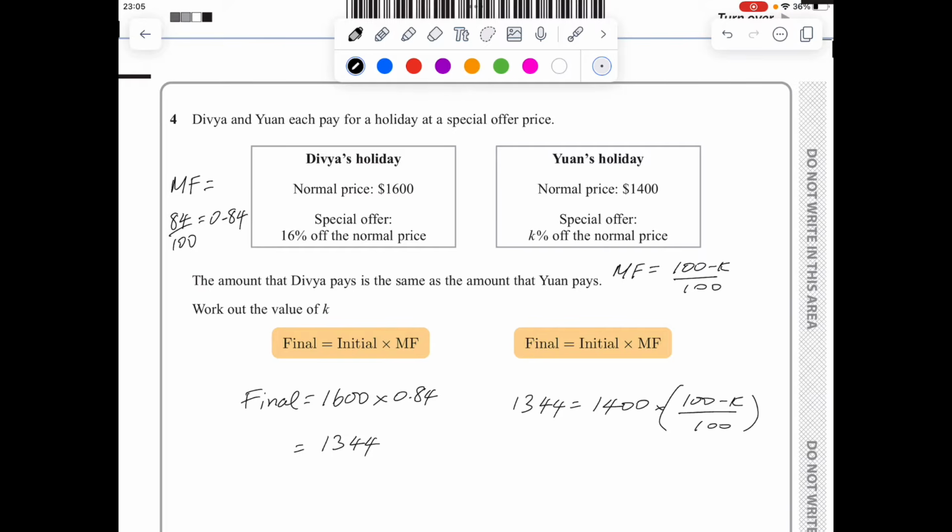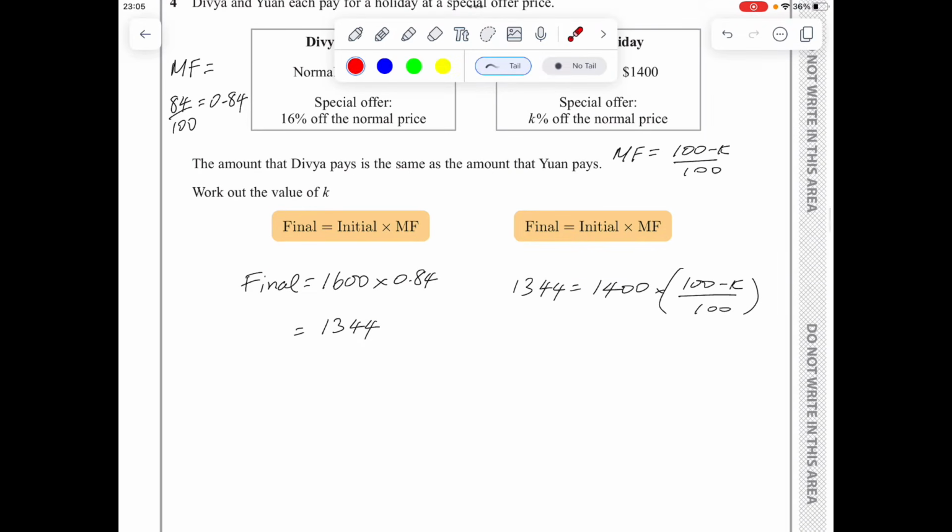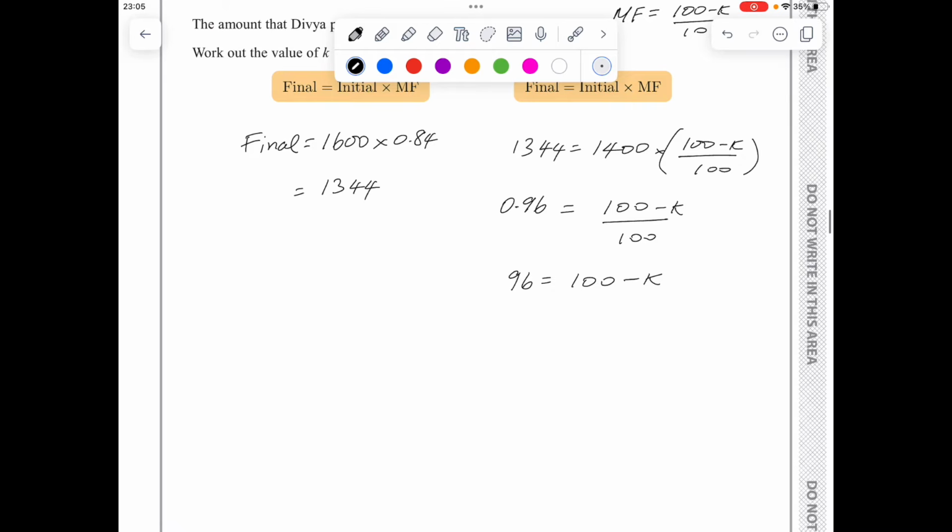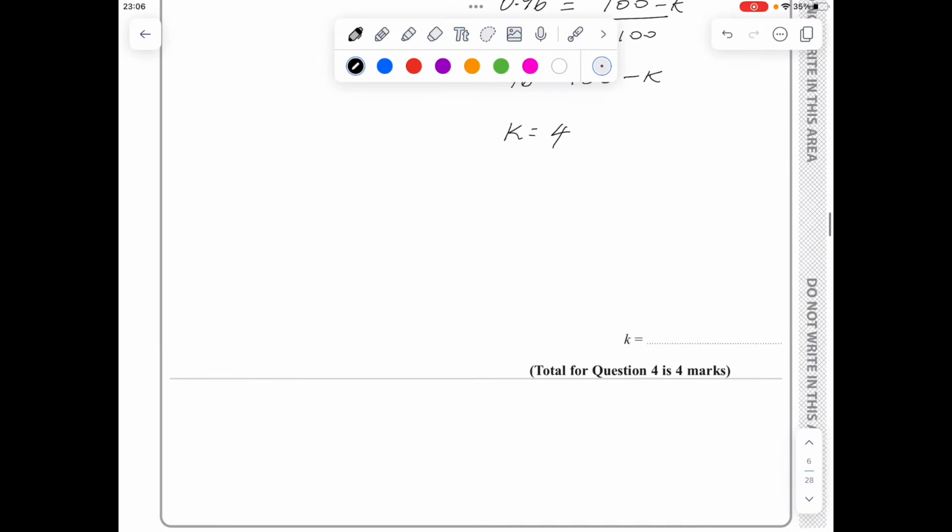Now, if I rearrange by taking the 1,400 with division to the other side, I will get 0.96 equals 100 minus k over 100. Then I'll take the 100 to the other side by multiplication. So 96 equals 100 minus k. And if you rearrange now, k will come out to be 4. And this is the final answer.